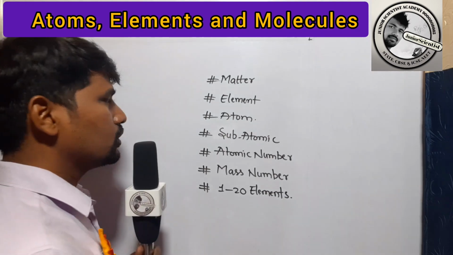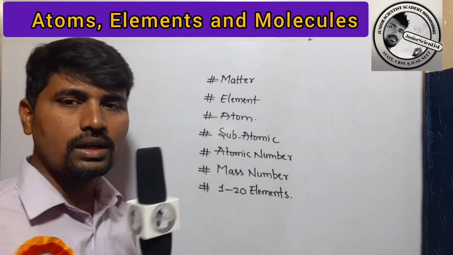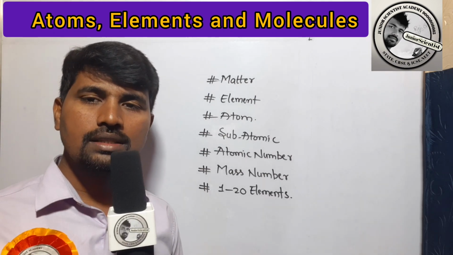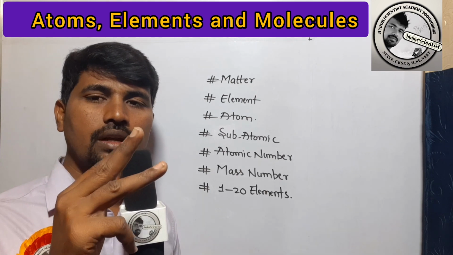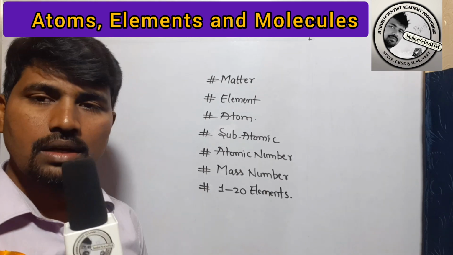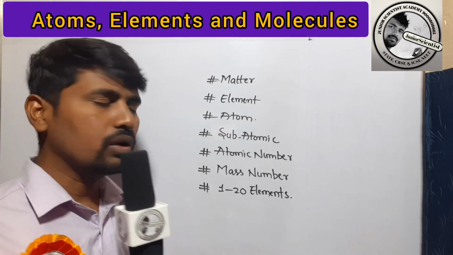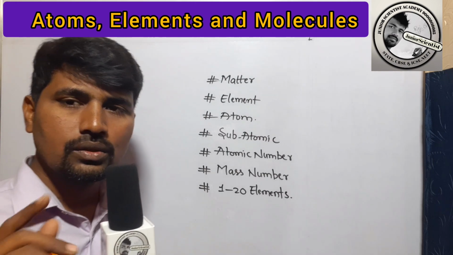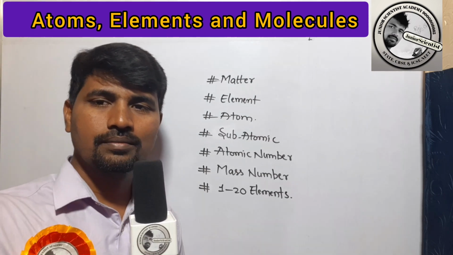Okay children, today's learning objectives: what is matter, what is element, what is atom and what are the subatomic particles. We have three subatomic particles: electron, proton and neutron. Then atomic number, mass number and how to memorize the first 20 elements. So these are the learning objectives. Let's go to the topic.